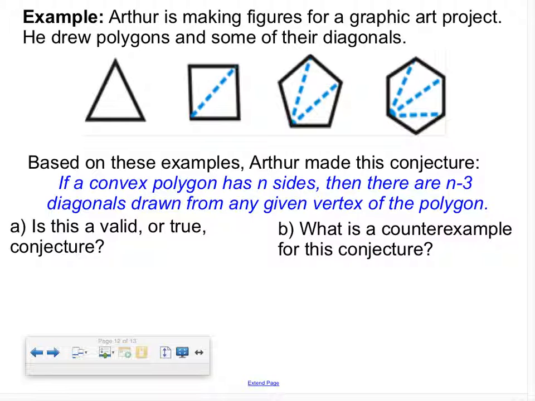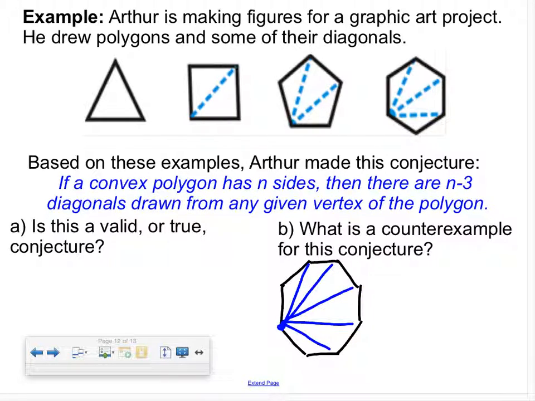So we can work out a couple. Let's take a look. Let's see, he ends with a hexagon. We can go with an octagon then. I'll pick this point. So we've got 1, 2, 3, 4, 5. So 8 minus 3 does equal 5.